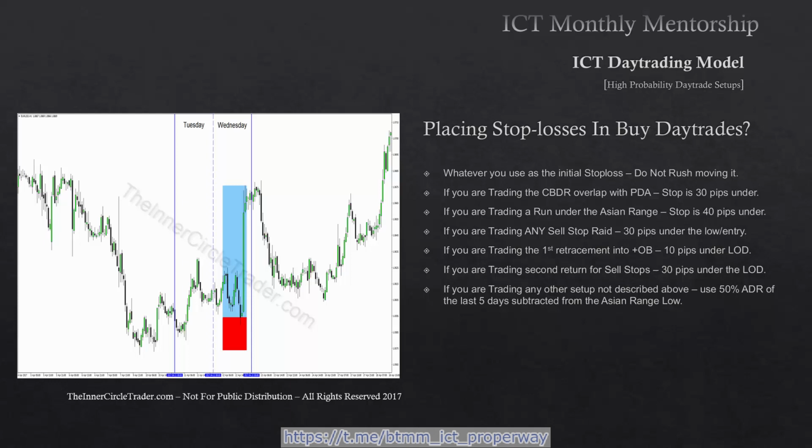If you're trading any other setup not described above, what you're going to be using is 50% of the average daily range of the last 5 days subtracted from the Asian range low. Assume you have a 100 pip average daily range for the last 5 days. What you're going to do is take 50 pips minus the Asian range low.